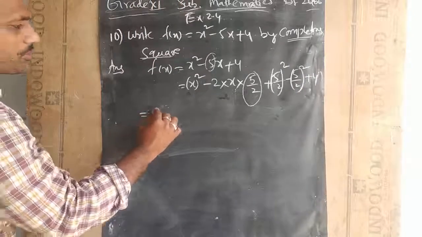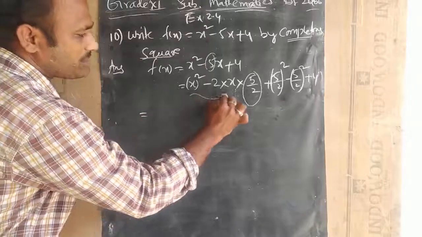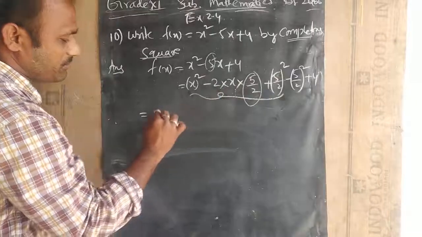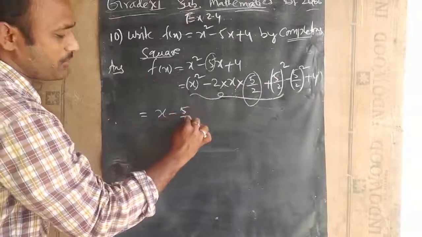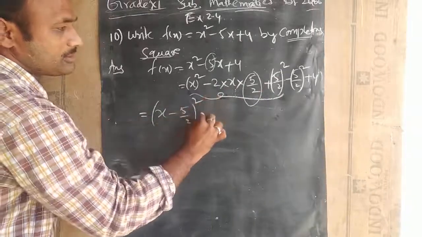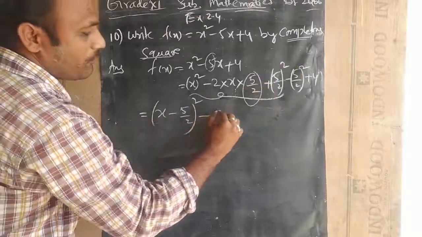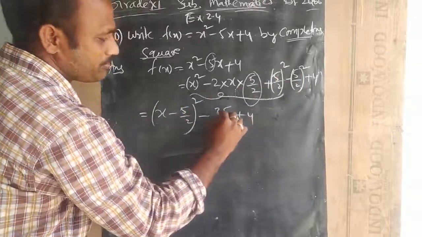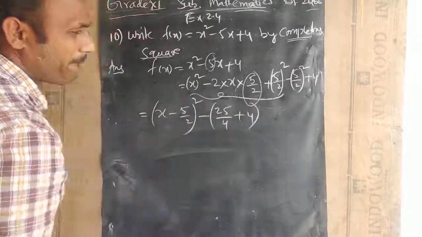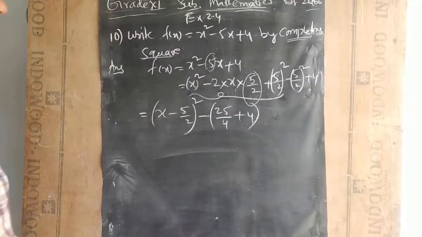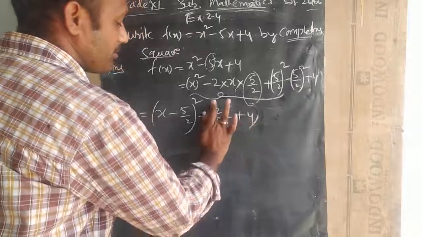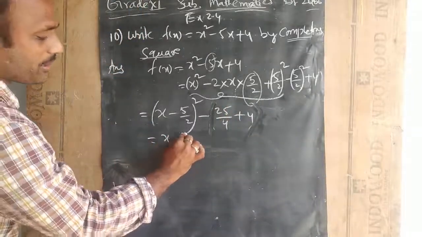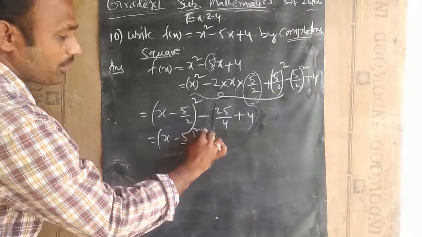If you consider these three terms, it is a square minus 2ab plus b square. It can be written as a minus b whole square. Minus 5 square is 25 by 4 plus 4. For this, only minus 25 plus 4. Okay, x minus 5 by 2 whole square.